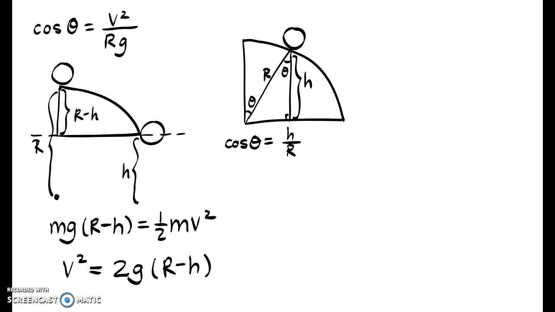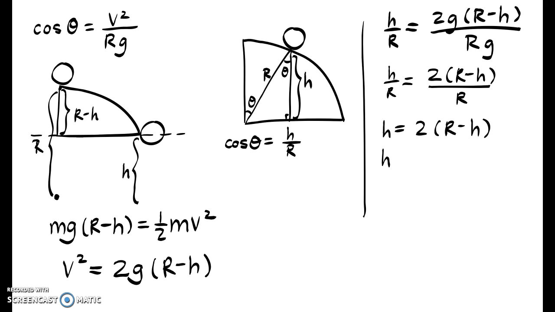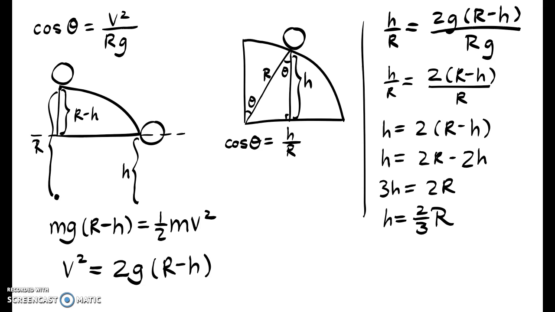Now we can replace cosine of theta with h over r, and we can replace v squared with what we figured out from energy conservation. So we find that cosine of theta is h over r, and v squared is 2 times g times r minus h, and we want to divide that by rg. Now we can cancel out the g's on the right side to get this equation. If we multiply by r on both sides, we get that h is equal to 2 times r minus h. And so solving for h, we get that 3h is equal to 2r, or h is equal to 2/3 of r.